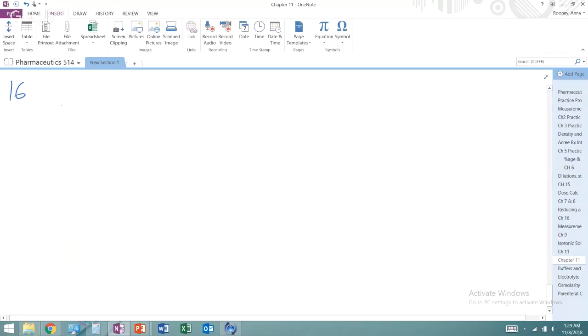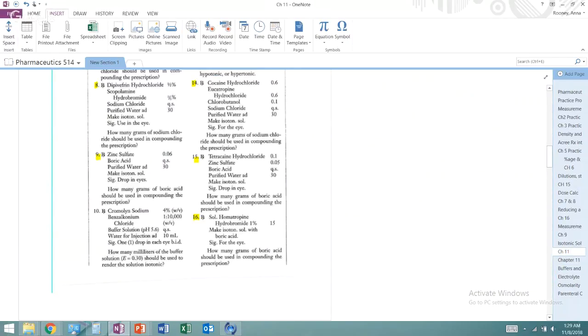Anyway, so 16. Homatropine hydrobromide, 1%, for 15 milliliters. And then we have to make it isotonic with boric acid. And it's for the eyes. How many grams of boric acid? So this is a little bit different. Just take a minute. They aren't asking for grams. They already have the milliliters. And they just want to add some boric acid to it to make it isotonic.